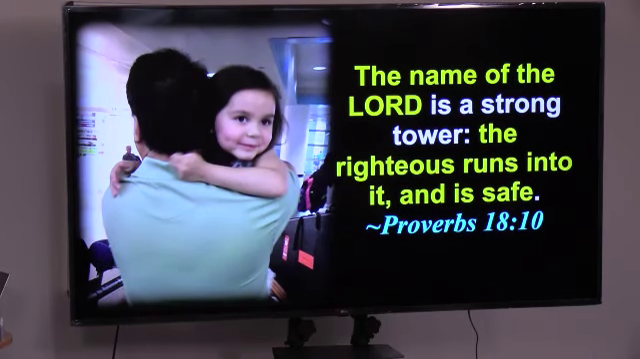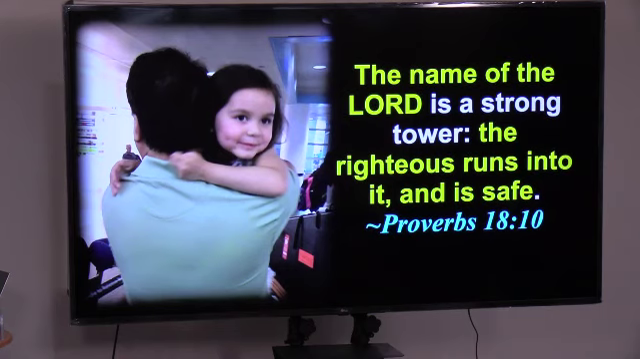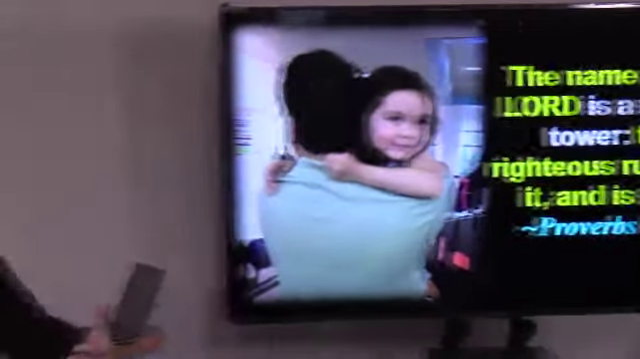Proverbs 18:10 says, the name of the Lord is a strong tower. The righteous run into it and are safe. Belshazzar thought that the walls of Babylon were enough to protect him and make him secure. But his decadence and his delusion led to his downfall. He never recognized who God was. But the promise of God's word is, regardless of what's going to happen, the Lord will be your strong tower. The righteous will run into it and be safe.